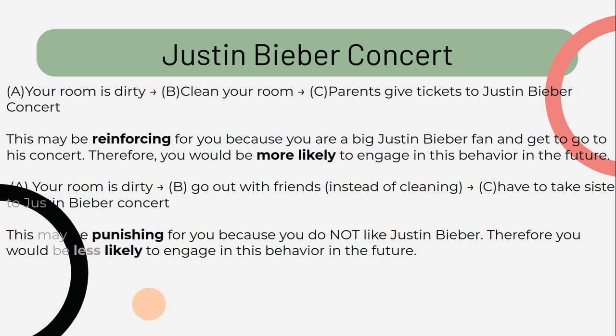In another example, however, let's say the same antecedent, your room is dirty, but instead the behavior you engage in is going out with your friends instead of cleaning your room. So the consequence to this is that you have to take your sister to a Justin Bieber concert. This might be punishing for you because you do not like Justin Bieber, and therefore in the future you'd be less likely to go out with your friends instead of cleaning.